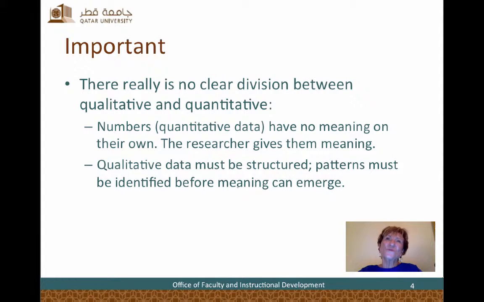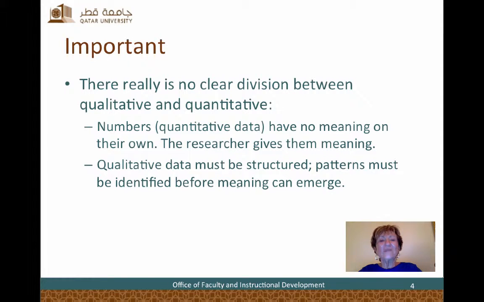This is important to realize, and many researchers would disagree with me, so understand that this is my perspective. But I do not believe there's really a clear division between qualitative and quantitative. They're just different ways of going about the same sort of process.